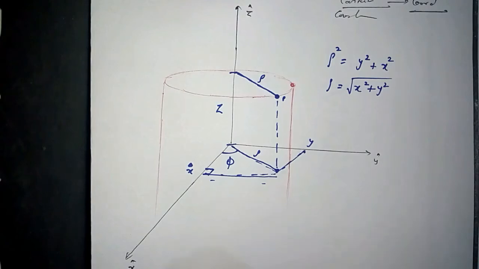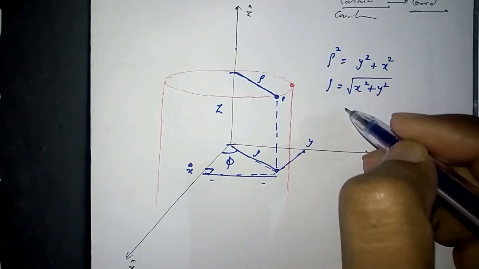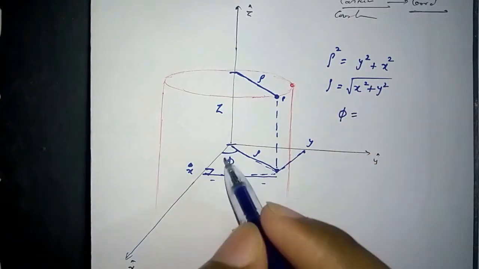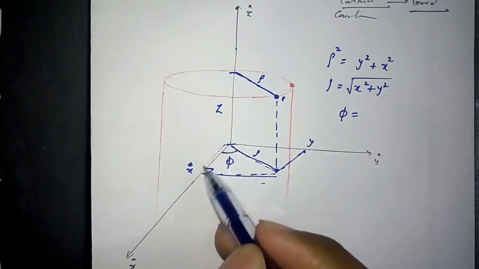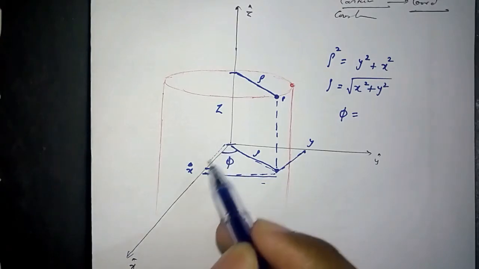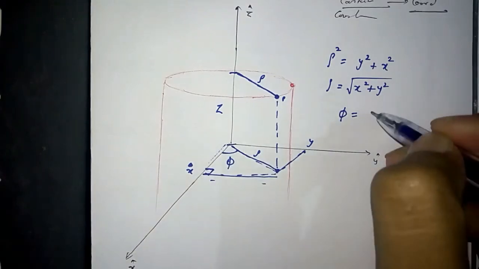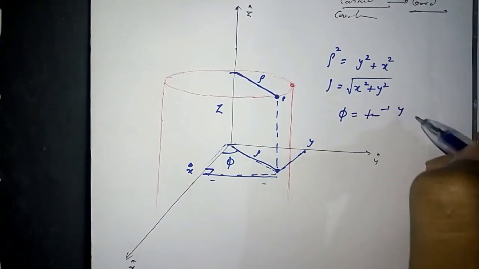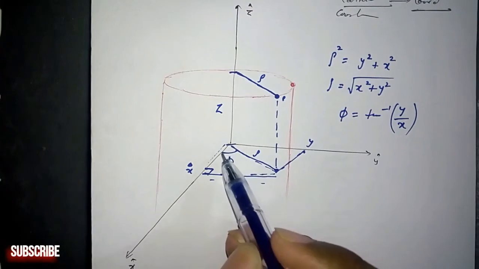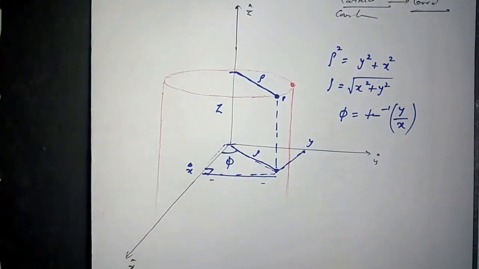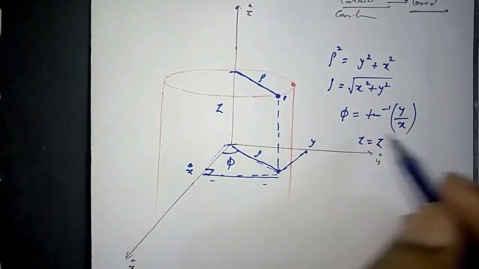Okay, similarly this is the phi angle. Okay, so phi is equal to tan inverse of perpendicular by base. Okay, this is perpendicular and this is base, so perpendicular is y and base is x, so tan inverse of y by x. Okay, because where we have angle phi or theta, that is the base side. Okay, and z is the same as in Cartesian coordinate.